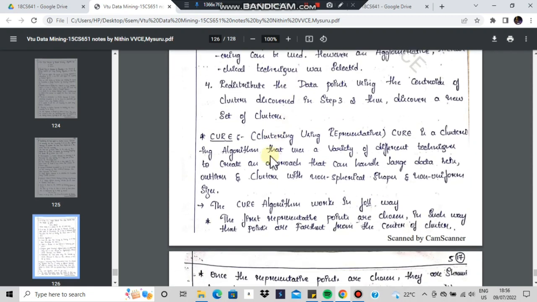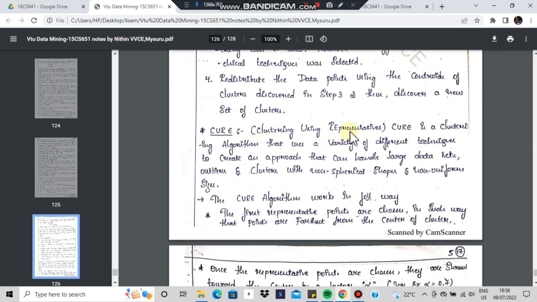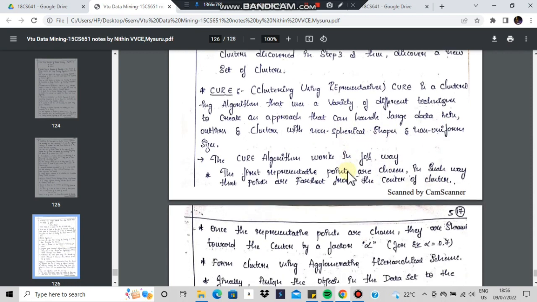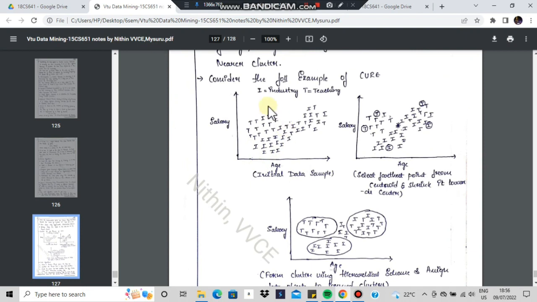Then we have CURE, which is clustering using representatives. In representatives we'll be using some key points which can handle non-spherical shapes and non-uniform sizes. Based on that we will be handling the large data sets and creating the clusters. It will look like this: the initial sample will be like this, then we create the clusters based on the shape and size, and then we form the better clusters.